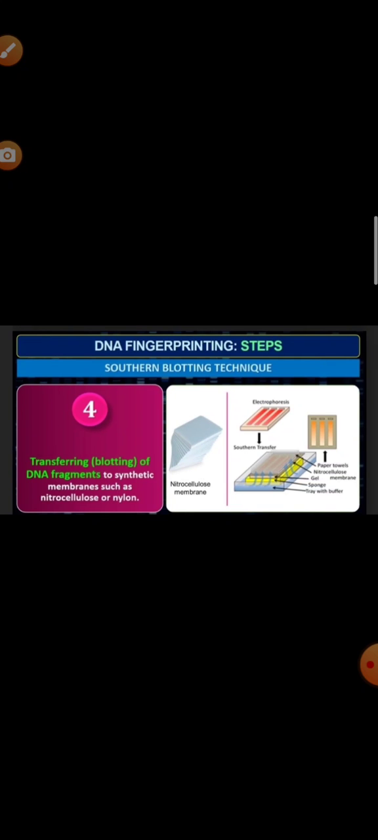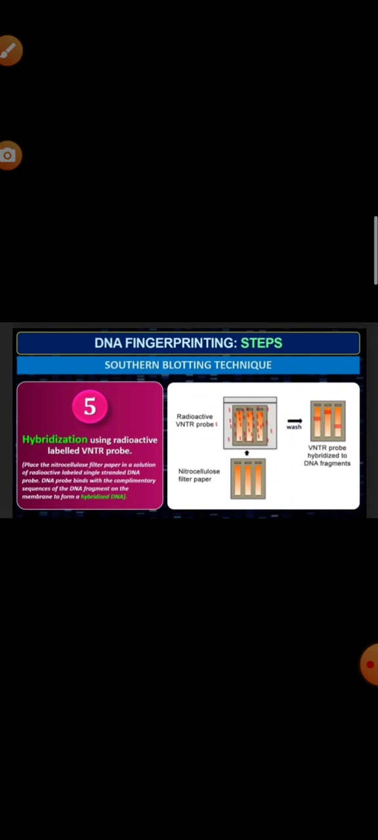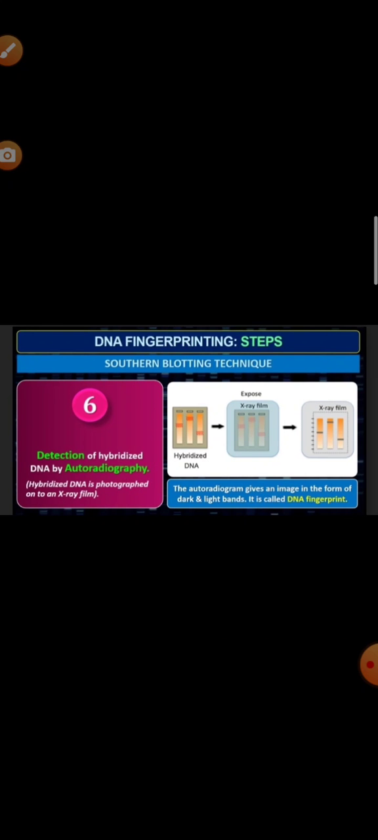The DNA is transferred from the electrophoresis plate to a nitrocellulose or nylon membrane sheet. This is known as Southern blotting. VNTR probes are now added, which bind to specific nucleotide sequences complementary to them. This is known as hybridization. These hybridized DNA fragments are detected by autoradiography, and they are observed as dark bands on the X-ray film. This is all about DNA fingerprinting. You can see here the steps which I said, given in points.